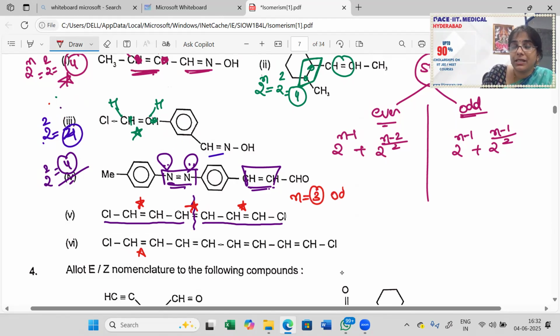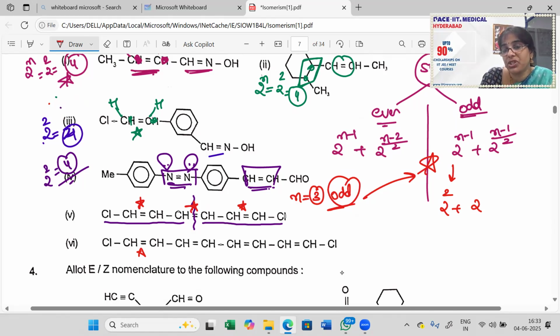Here n is odd. If it is odd, the answer is 2 power n minus 1, so I'm going up with this. n is equal to 3, substitute here: 2 power 3 minus 1, which is 2, plus 2 power 3 minus 1 by 2, which is 1. So this is 2 square plus 1, this is 4 plus 2, answer is 6. So here I'm getting 6 isomers totally.